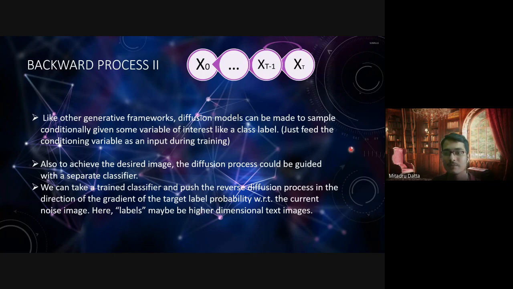That classifier would guide us during the denoising process on how to not lose the semantic information of the horse. So we can take a trained classifier and push the reverse diffusion process in the direction of the gradient of the target label probability with respect to the noisy image.